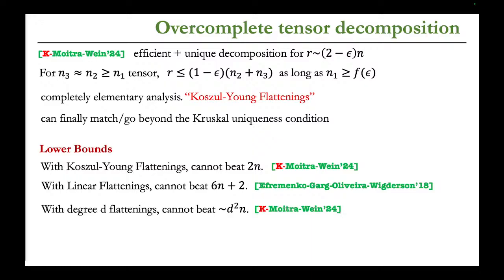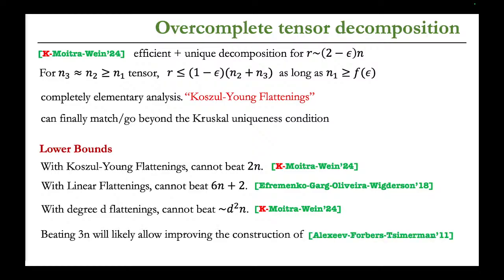And then I defined this more general nonlinear thing, and it turns out that you can use it to prove lower bounds. You can show that in principle you could improve something, but not beyond d squared n, if it's a degree d map. So that's in terms of lower bounds. Good. By the way, you should notice that if you beat 3n, nice things will happen. You will likely be able to explicitly construct tensors of higher than 3n rank. That would be nice.